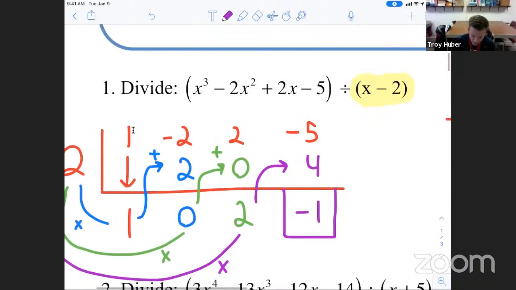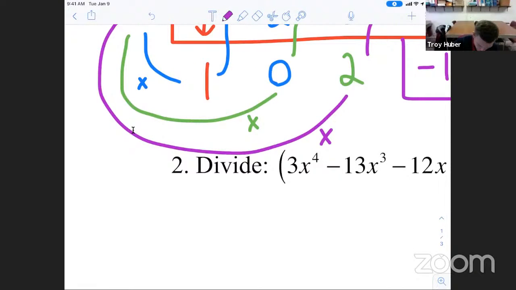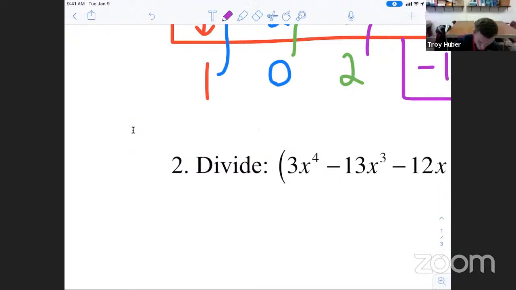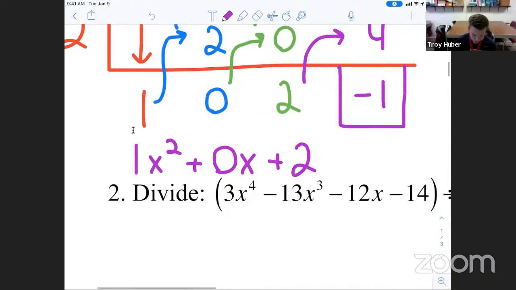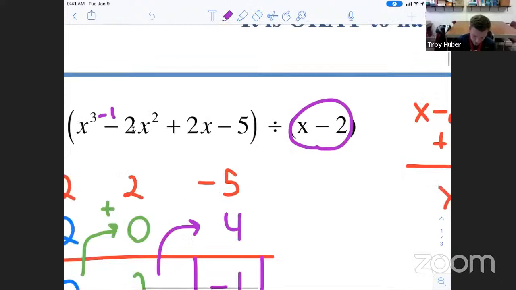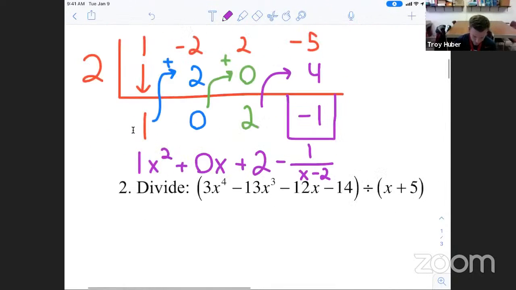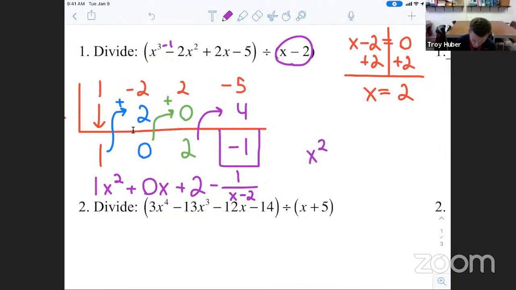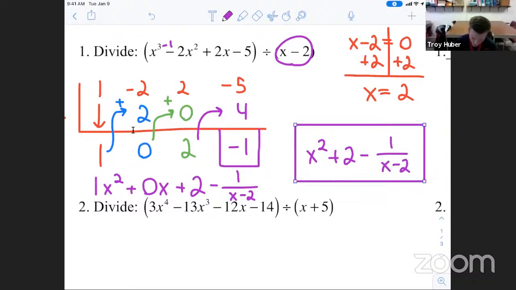All right, so now since we divided by an x, we are going to have one less degree. So it's actually going to be x to the second power now. So we take our coefficients, we have 1. I'm just going to erase a little bit of this. So this is going to be 1x to the second plus 0x. Since it's 0x, we don't actually need that part. Plus 2 minus 1. Now watch out, you always put the remainder over that second factor. So in this case, that would be that x minus 2. So I'm going to put it over x minus 2. Or we could just write this as x squared plus 2 minus 1 over x minus 2. And this would be our answer.